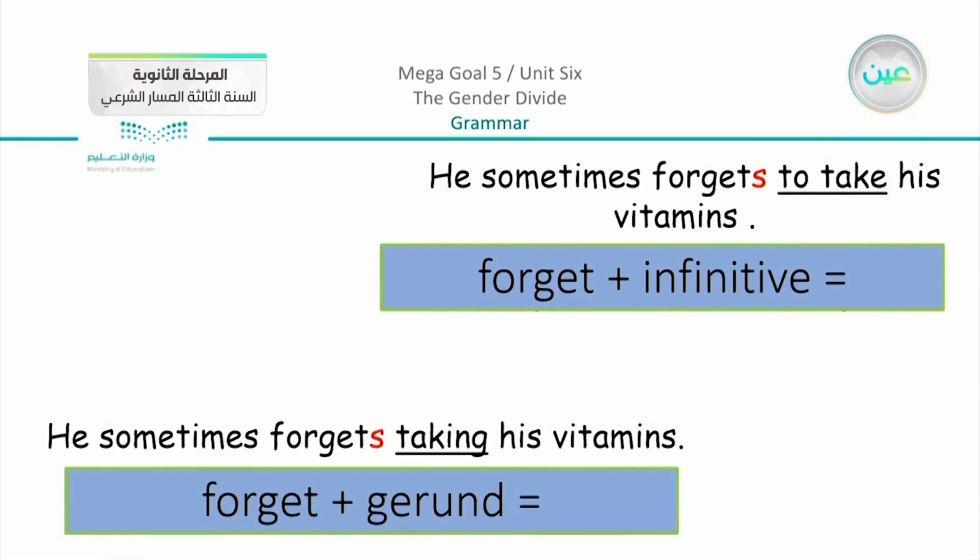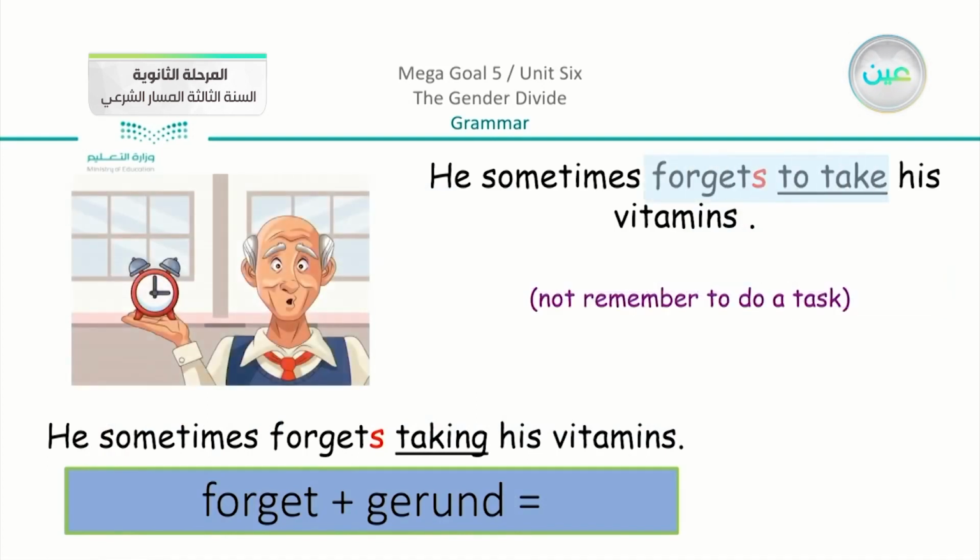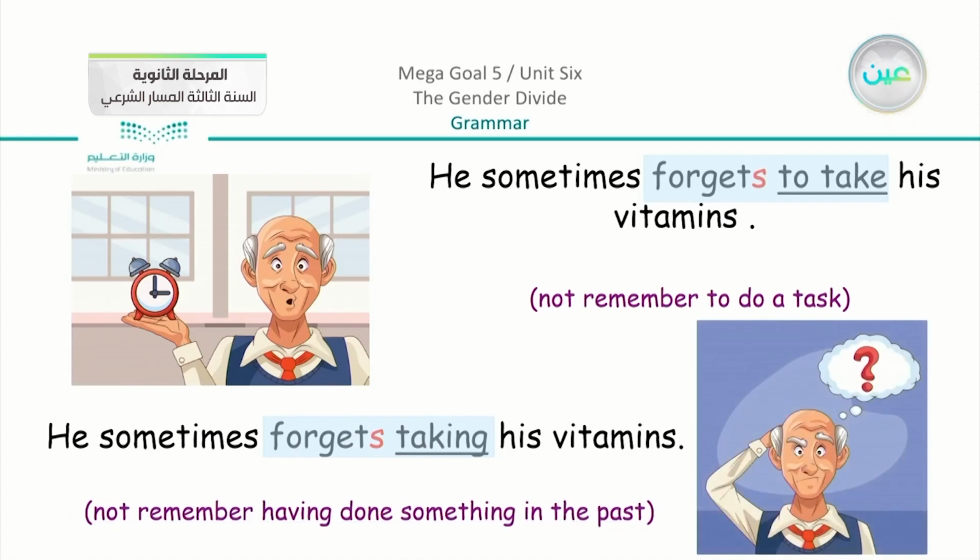Here, he sometimes forgets to take his vitamins. So this time I'm using the verb forget with the infinitive. Now we have this old man here, not remembering to do a task. He forgot to do it. In the other example, we have he sometimes forgets taking his vitamins. Now we have here the verb forget with the gerund, and here we can see that he doesn't remember having done something in the past. So in the first one, we know for sure that he had forgotten to take the vitamins. But in the second example, we can see that he forgets taking. He doesn't remember. Did he or did he not take the vitamins?